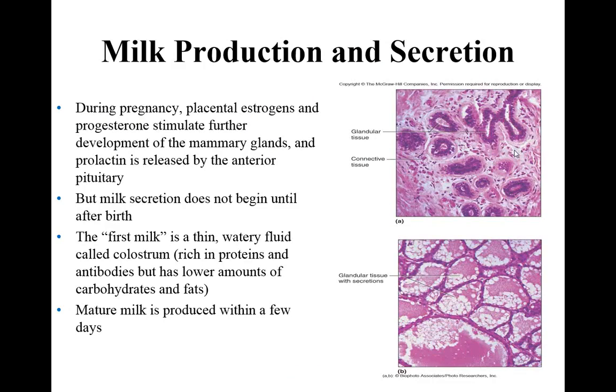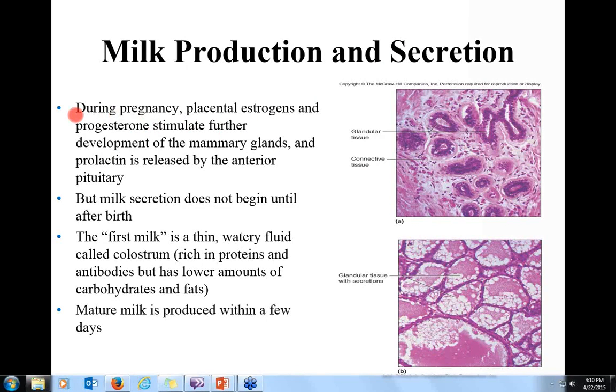Other changes that occur in a woman's body during birth, the breasts change, of course, because the breasts contain the mammary glands, which are there to nourish the baby. Prolactin is going to be released by the anterior pituitary, however, milk secretion doesn't begin until after birth. The first secretions from the breast are called colostrum. They have lots of proteins and antibodies, so this is an example of passive immunity. Not a lot of carbohydrates and fats, and then mature milk comes in a few days later.